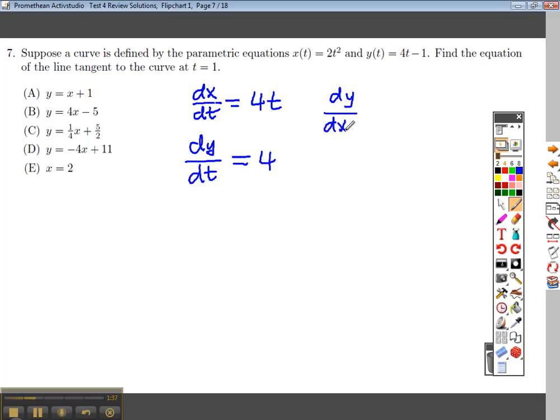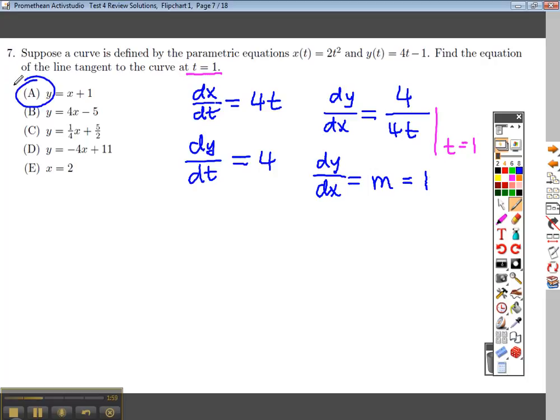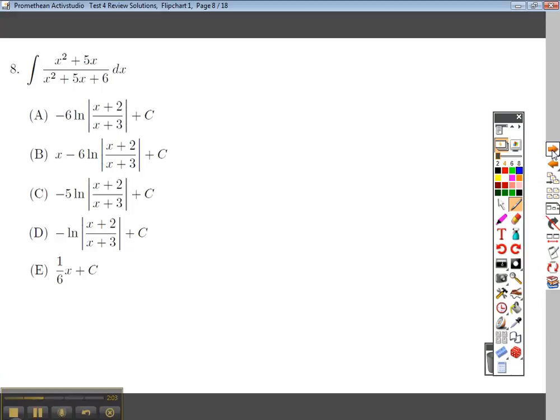So dy dx is just going to be dy dt, 4, over dx dt, 4t. I'm specifically looking at this when t equals 1. So when t equals 1, dy dx, or the slope, is going to equal 1. So the only one that works really without any work is A, so you don't have to test the other ones. Question number 8 asks you to use partial fraction decomposition. I think there's an error on this problem, so we're actually going to skip it.